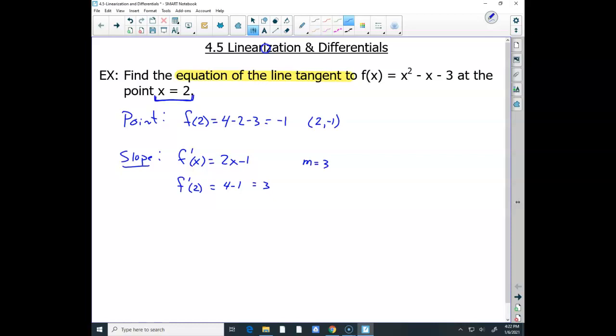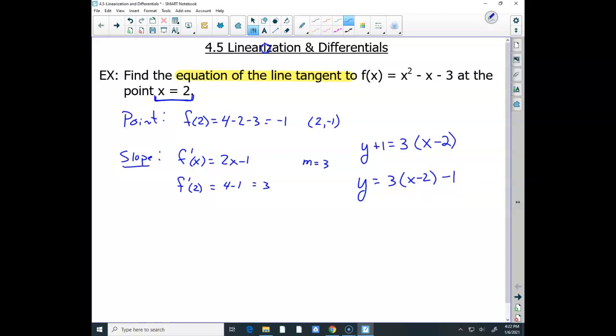And once we have the point and the slope, we can just use our y minus y1 equals m times x minus x1. So we can quickly write our equation of the tangent line, which is y plus 1, because it's minus -1, equals the slope times x minus 2, okay? And a lot of times, when we want to graph this, we're just going to subtract that 1 over and call it 3 times x minus 2, minus 1, okay?